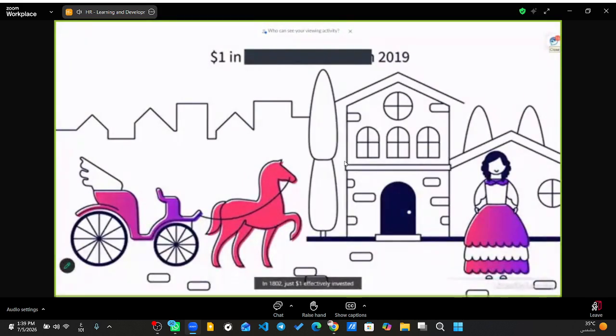In 1802, just $1 effectively invested in a broad basket of U.S.